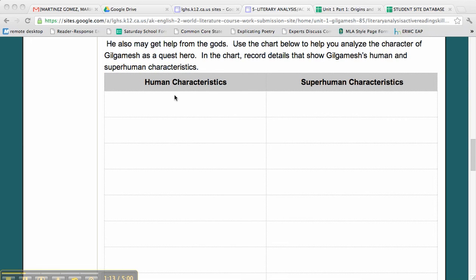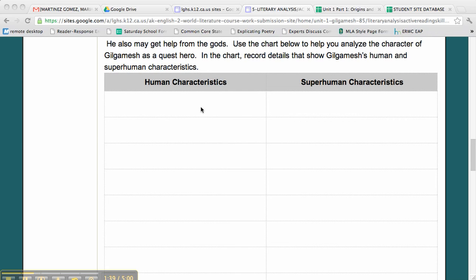the left-hand column, we have a human characteristic. So here you're going to be listing traits or qualities that Gilgamesh displays that show he is human. Because remember, he's 2/3 God and 1/3 human. So he has both types of traits or characteristics, human and superhuman.